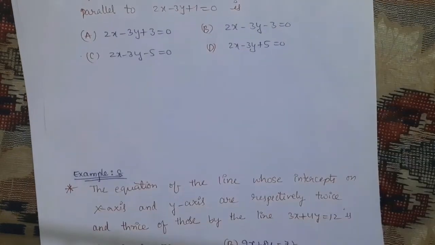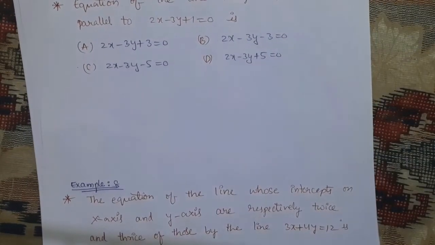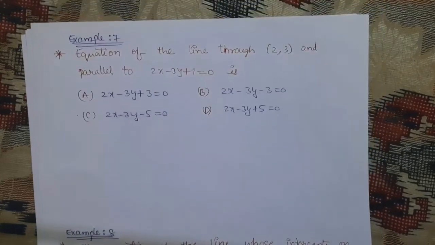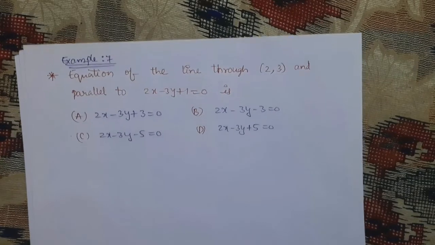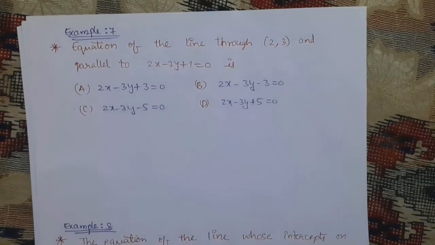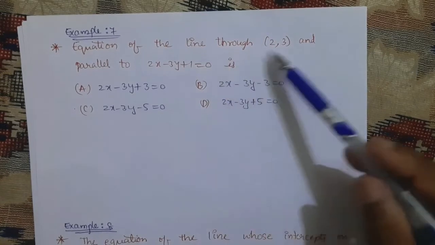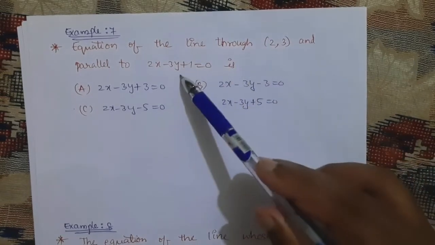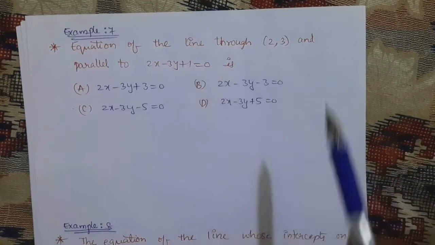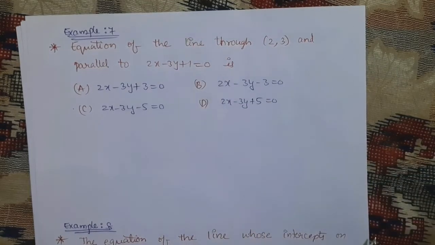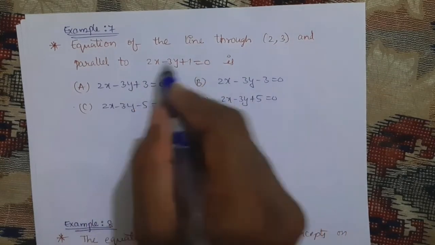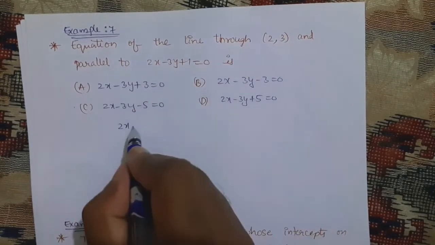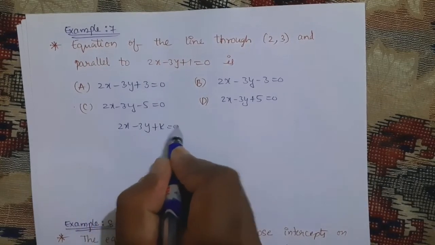Next, example number 7. Equation of the line passing through (2, 3) and parallel to 2x minus 3y plus 11 equal to 0 is. So this is example number 7, a very important one. They are asking the equation of a line passing through (2, 3) and parallel to this line 2x minus 3y plus 1 equal to 0. Parallel to this line means the equation of the line will be 2x minus 3y plus k equal to 0.